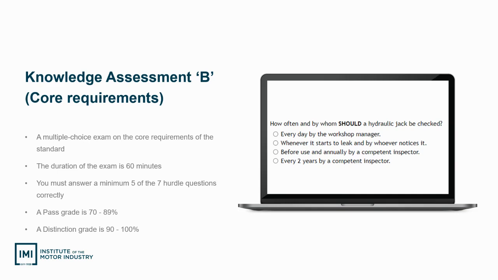To achieve a pass grade, the apprentice must answer at least 5 of the hurdle questions correctly and achieve a score of between 70 and 89%. To achieve a distinction grade, the apprentice must answer at least 5 of the hurdle questions correctly and achieve a score of between 90 and 100%.